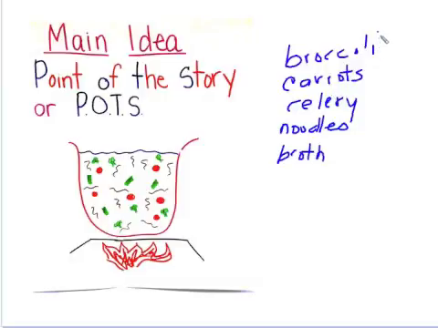So one way that we could group this, and pretty much the best way that we could group this soup, is by taking all these ingredients right here, or these details right here, and saying these are veggies. All right, and then we have noodles, and noodles and broth, they don't really fit together. Those details or ingredients don't really fit as one.